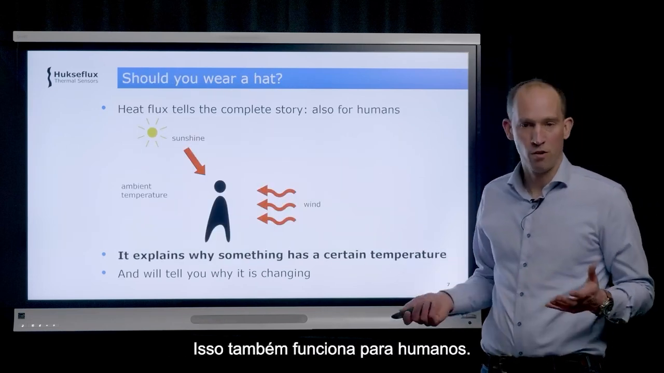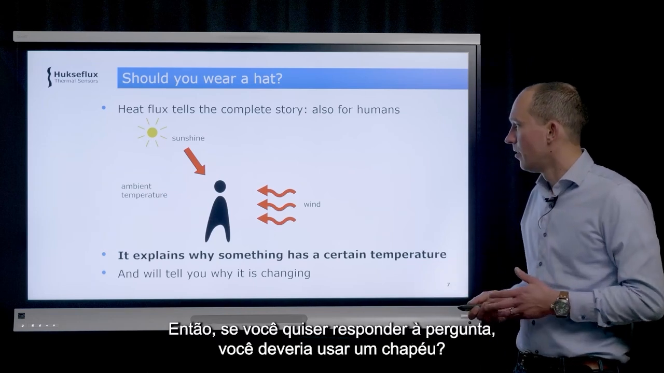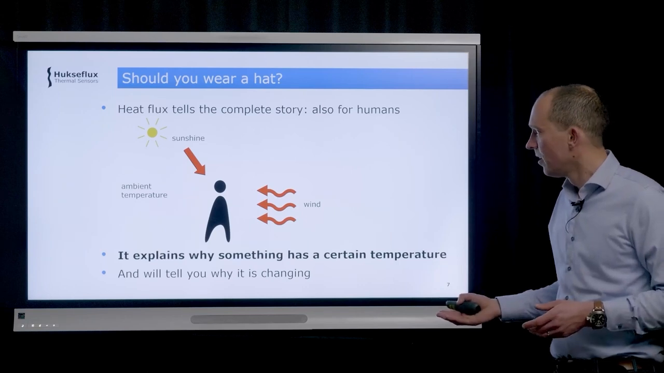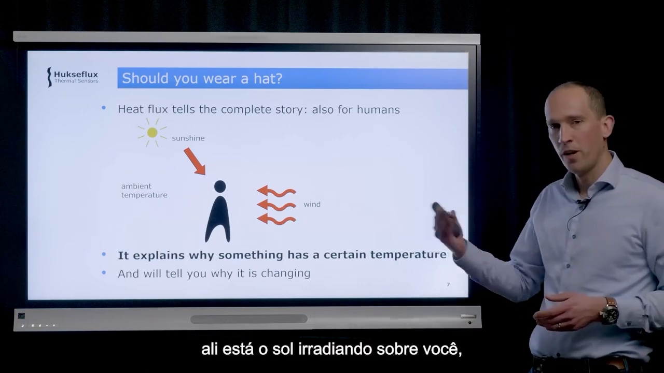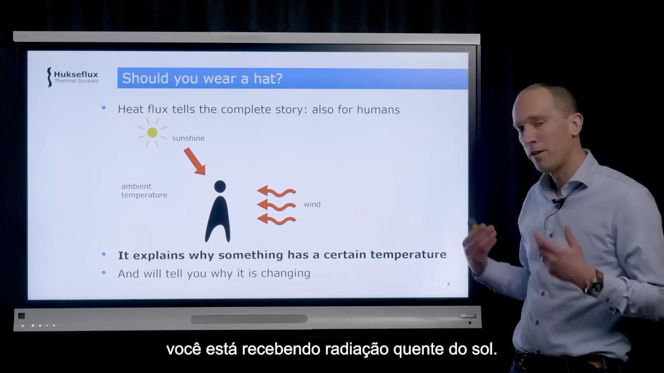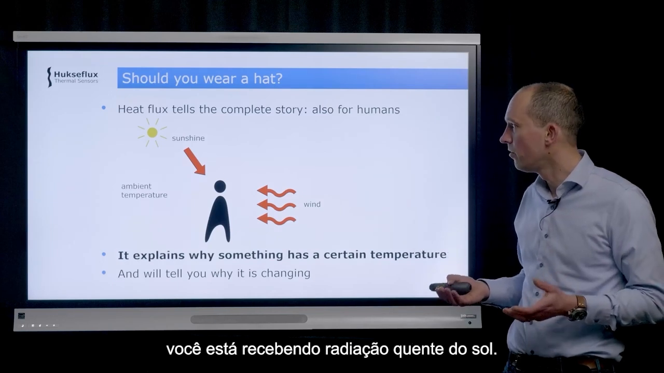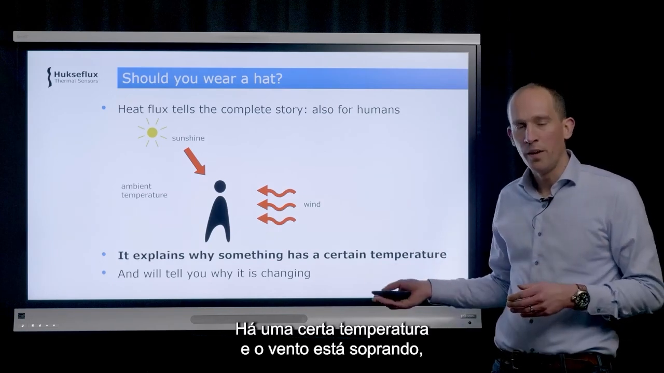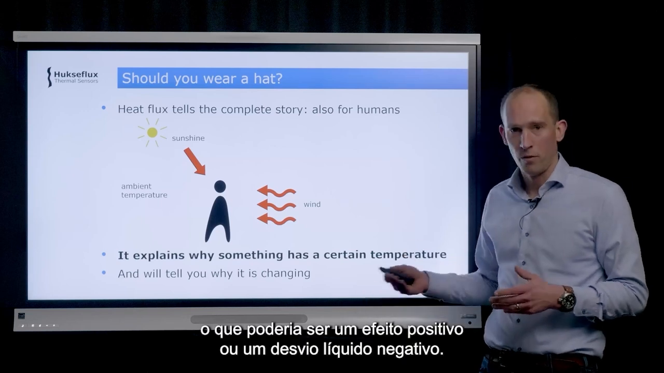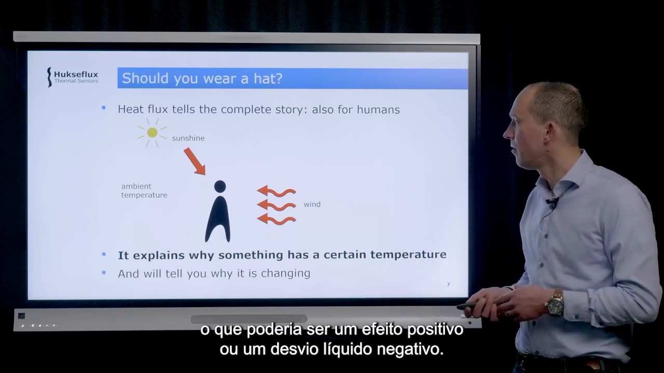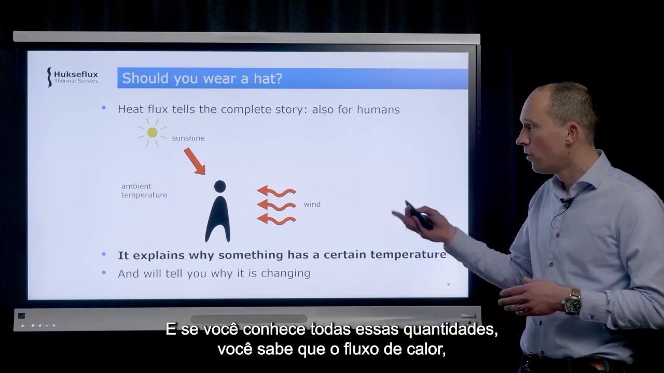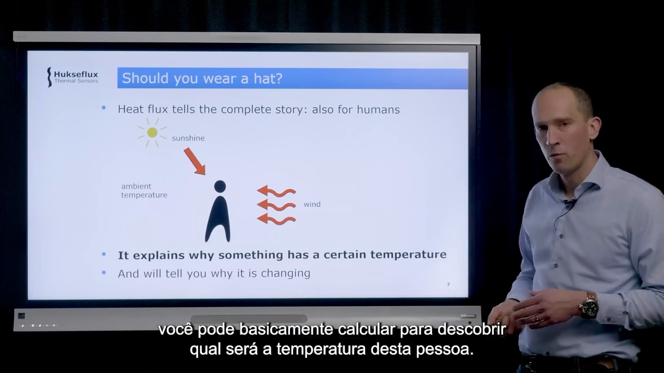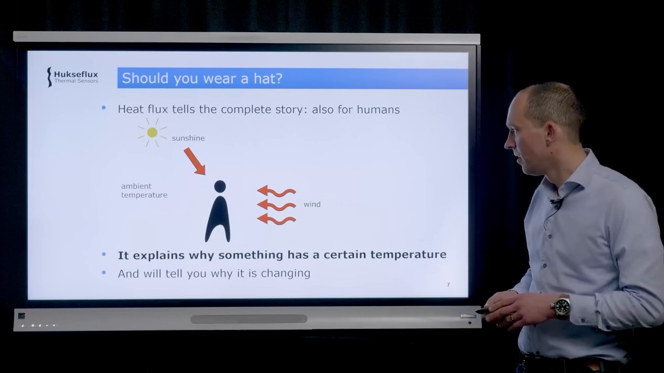This also works for humans. So if you want to answer the question, should you wear a hat? If you walk outside, the sun is radiating on you. You're receiving hot radiation from the sun. There's a certain ambient temperature and the wind is blowing, which could be a positive or a negative effect. And if you know all these quantities, you know all these heat fluxes, you can basically calculate or find out what temperature the human being will be.